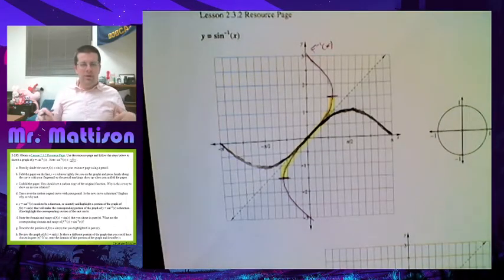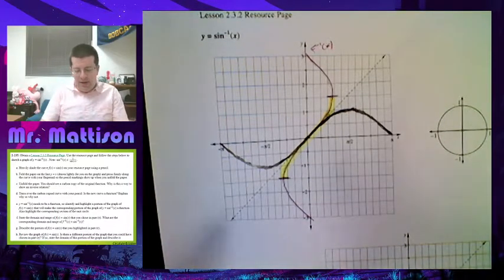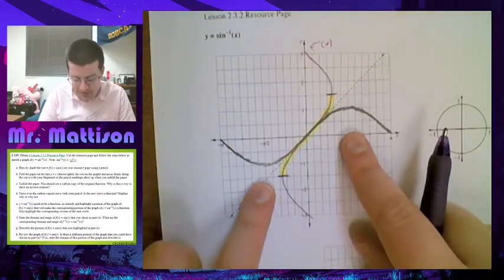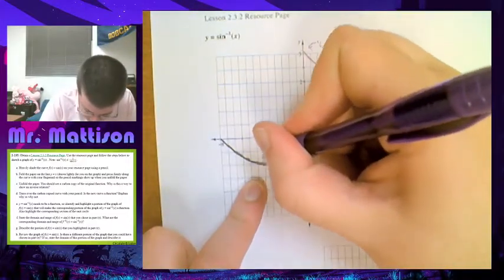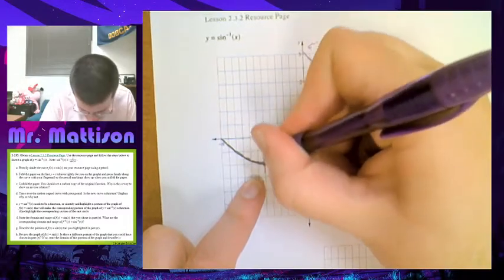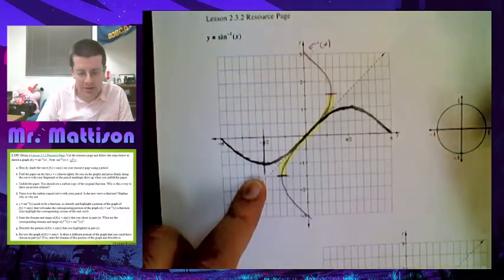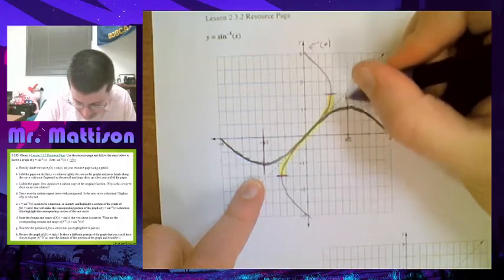So now the question is, where do those parts come from on my original graph? Well, those are going to come if I cut it off here at negative pi over 2, and if I cut it off here at positive pi over 2.